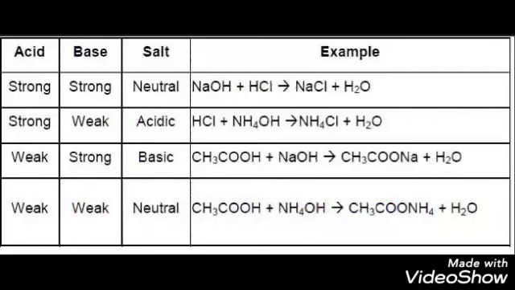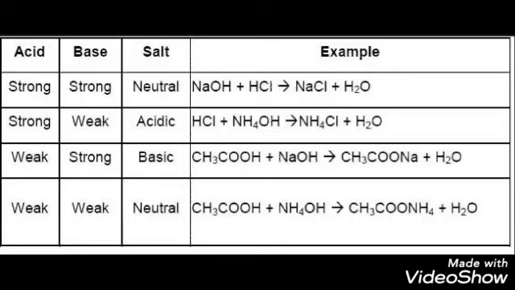Based on the nature of acid and the base that are used for making salt, salts can be divided into three types: acidic salt, basic salt and neutral salt. Let us see how acidic salt is formed. When the acid is strong and the base is weak, the salt formed is acidic salt. For example, HCl is a strong acid and ammonium hydroxide is a weak base. Then the salt formed is ammonium chloride, which is an acidic salt.